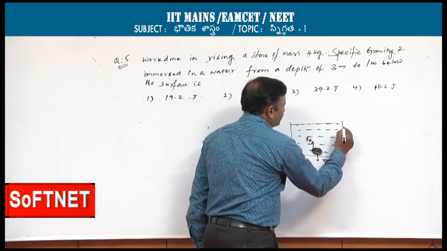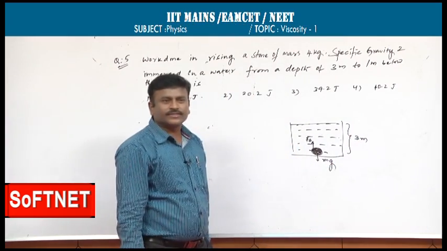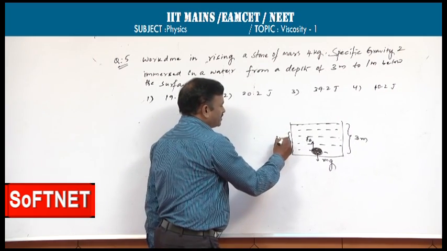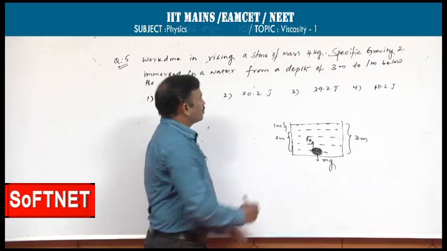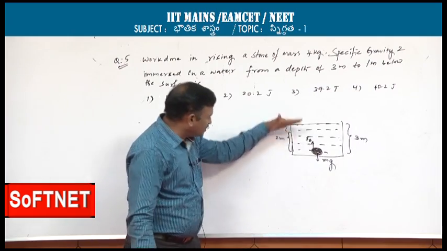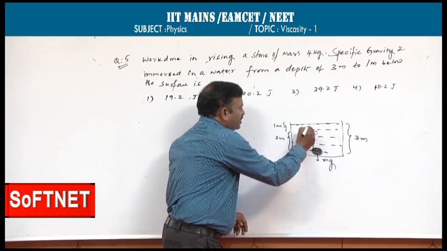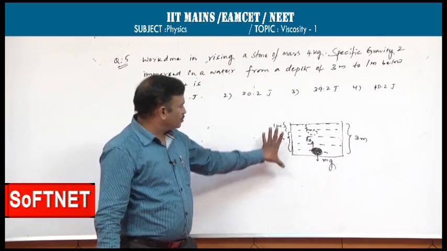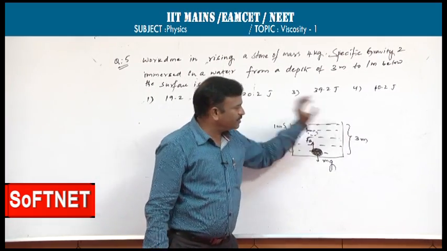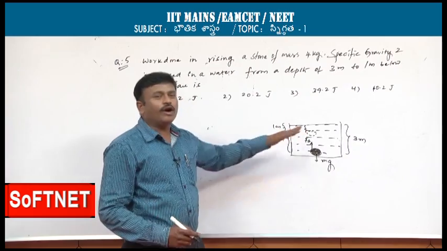The total depth of the water from here to here is 3 meters, but we need to lift it up by 2 meters, because in the question it is given as 3 meters to 1 meter below the surface. Total is 3 meters. If the object comes to this position, it will be 1 meter below. Here to here is 2 meters. The leftover distance is 1 meter. In the question, to bring the body up to 1 meter below, how much work has to be done?